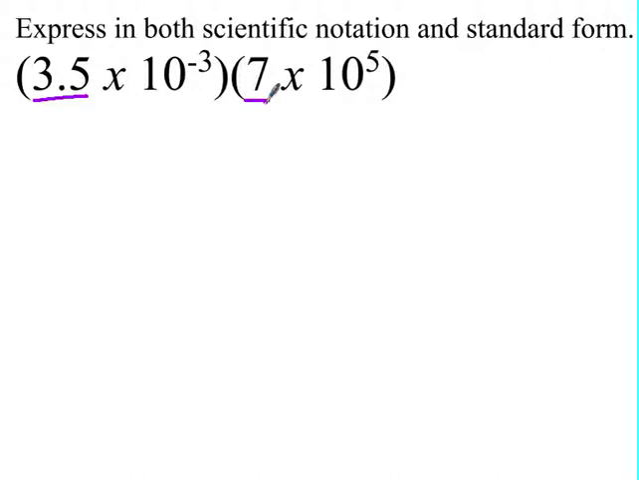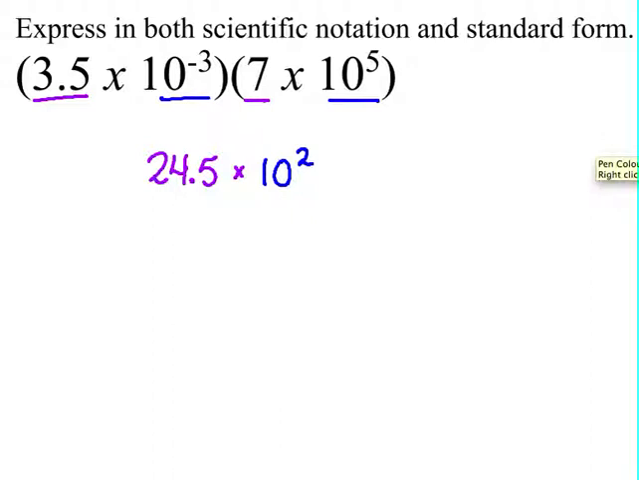So what do you get when you multiply 3.5 times 7? 24.5. Now the next thing I'm going to do is look at the exponents. Now in the exponents, we don't multiply those. I add them, right. So I really get 10 to what power? The second. Now we're just about done, but I noticed that I get 24.5.